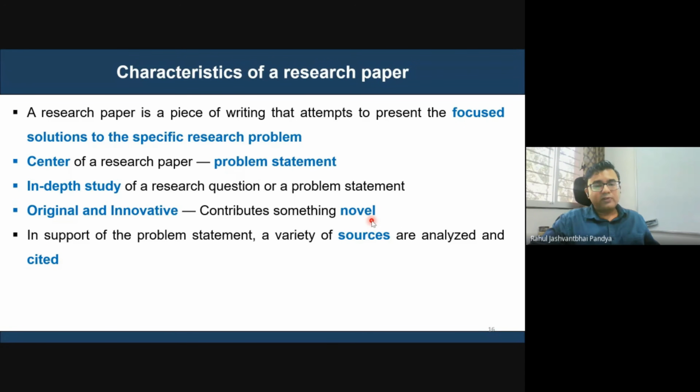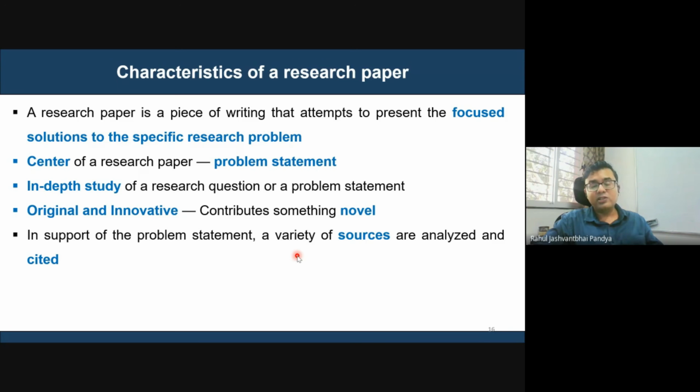So in support of the problem statement, a variety of sources are analyzed and cited. So we have to cite many sources in the paper. Generally, a good research paper will have around 50 references. A good review paper will have around 300 references, but a good research paper will have around 50 to 60 references. That will indicate that we have researched the sources well, and generally those sources should be high quality journals, the Q1 journals. That is also important. Citing low quality journals may not be a good idea.